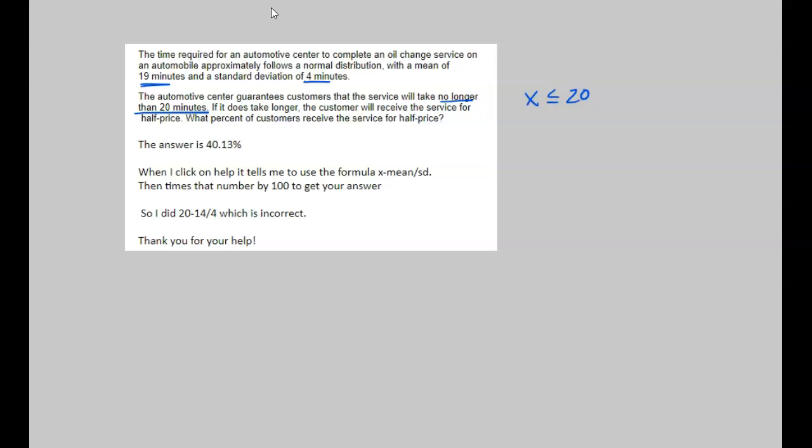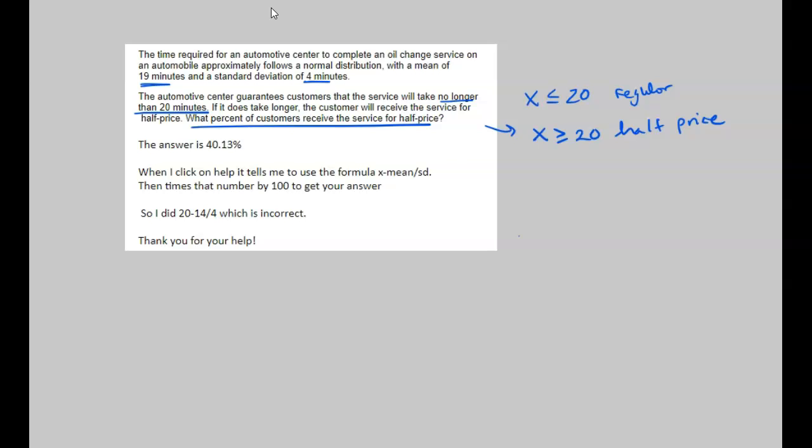If it does take longer, the customer will receive the service for half price. What percent of customers receive the service for half price? So the people who receive the service for half price are those where the service takes more than 20 minutes. If it takes less than 20 minutes, it's regular price; if it takes more than 20 minutes, it's half price. That makes sense, right? So what percent of customers? Let's do it by hand, and then I'll show you how to do it in StatCrunch.